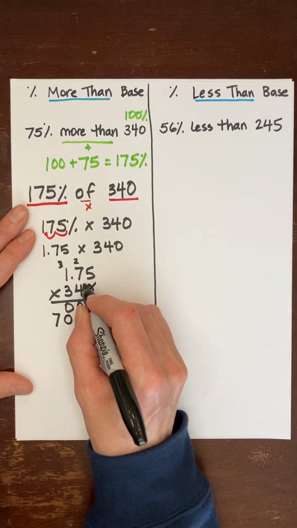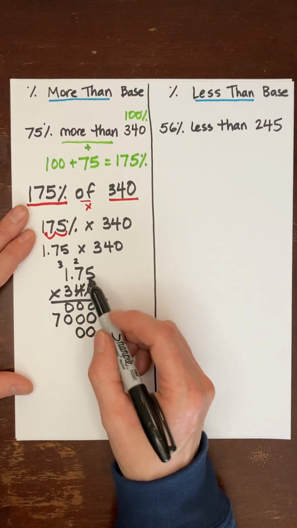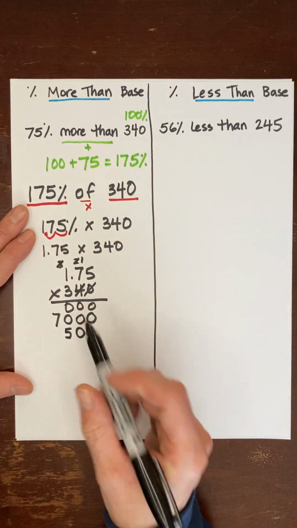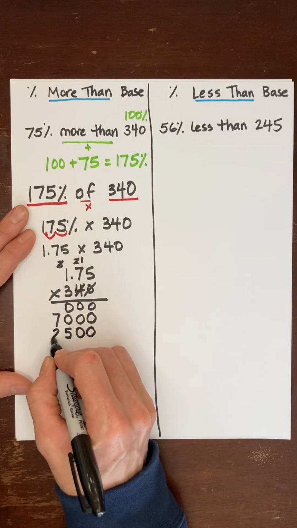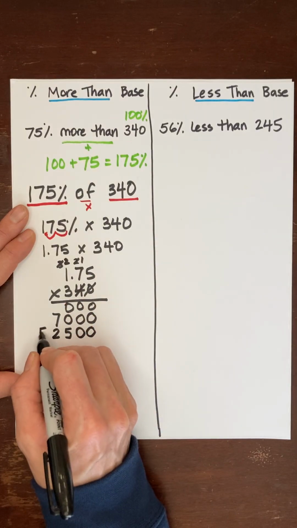Now I'm going to go down to the next row. I'm going to put 2 leading zeros. 3 times 5 is 15. Carry the 1. Let me cross those off there. 15. 3 times 7 is 21 plus 1 is 22. Carry the 2. 3 times 1 is 3 plus 2 is 5.